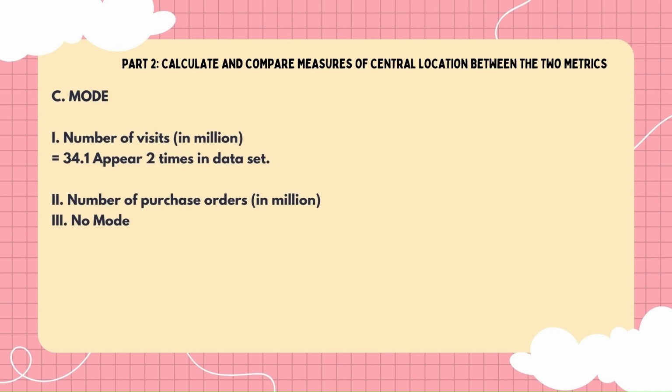Finally, mode represents the value that appears most frequently in a data set. So for the number of visits, the mode is 34.1, which appears 2 times in the data set. And for the number of purchase orders, there is no mode in the data set.